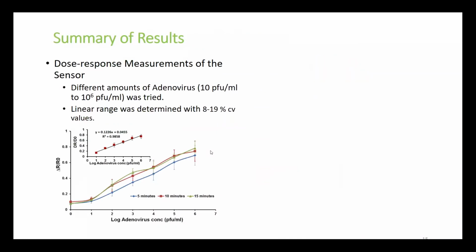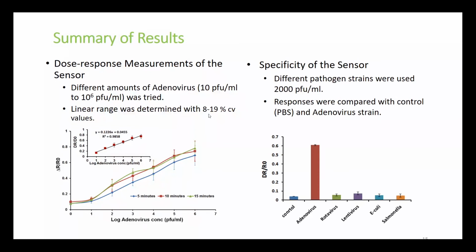This is our summary of the results. So we are capable of making adenovirus detection in the linear range of 10 PFU per ml to 10^6 PFU per ml. And this is our percentage of standard deviation. Also, it is not bad for a direct virus detection, up to 20% false result. It is also acceptable in the biosensor field.